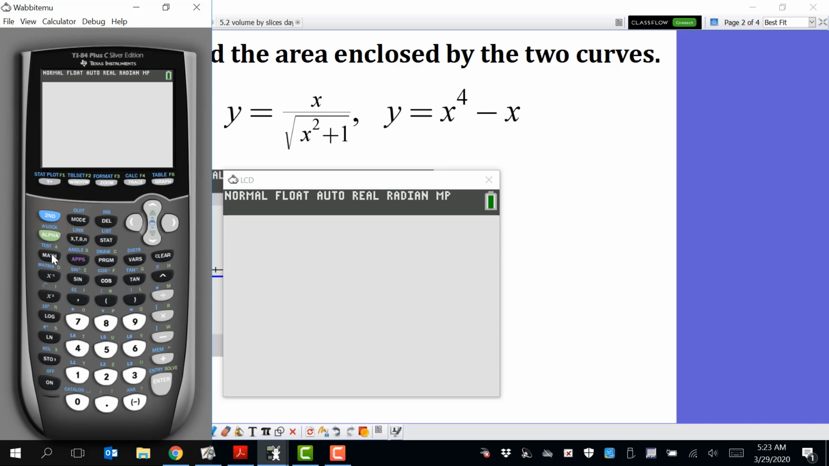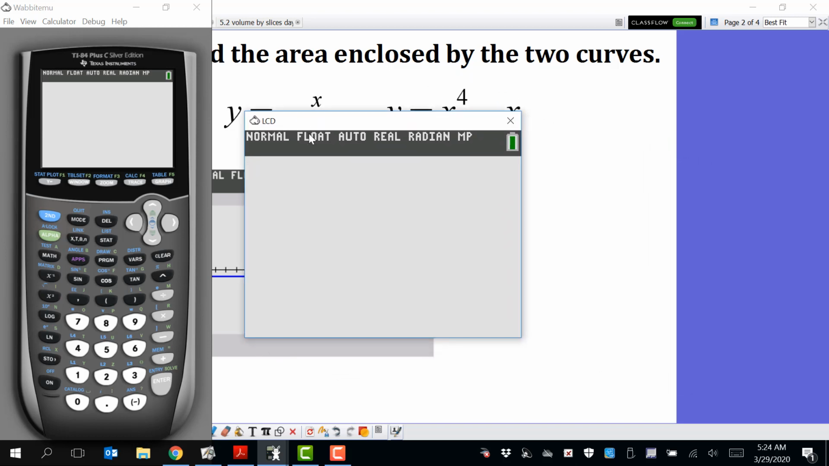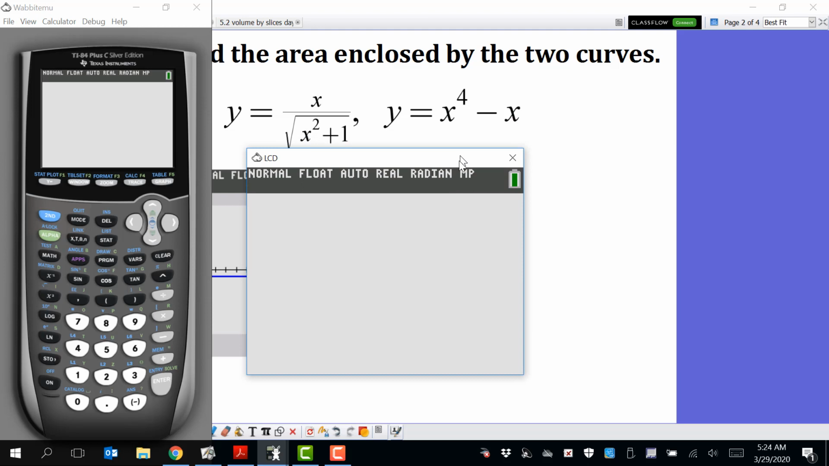Before we do that, let's look at the graph again and remember that we want to know which curve is on top and which curve is on bottom of the shaded region. So the curve that's on top is this blue one on my graph, which we got from the very first function, x over the square root of x squared plus 1. And the bottom curve is this x to the 4th minus x. It's important to remember what was on the top and what was on the bottom.